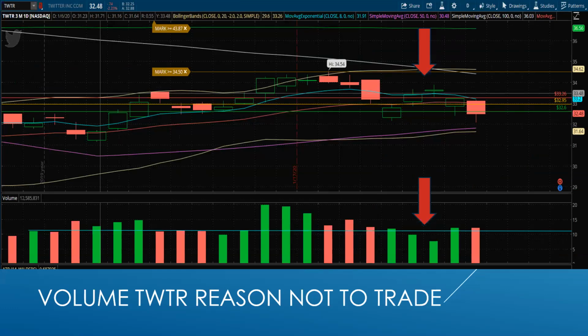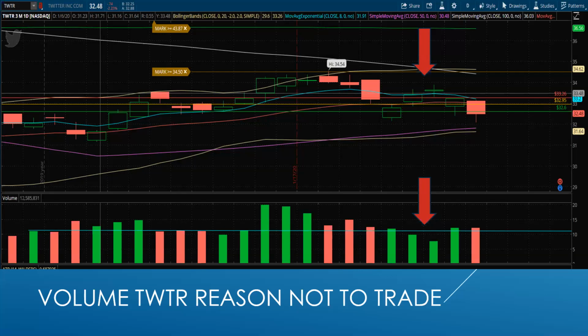Twitter. This is an example of a trade where you should not be playing with it right now from a volume perspective. Look how low the volume is, even though it's giving green days. They have earnings coming up next week. Volume was very, very low in this. This is an example of a name I wouldn't be playing. I wouldn't be touching it, right?